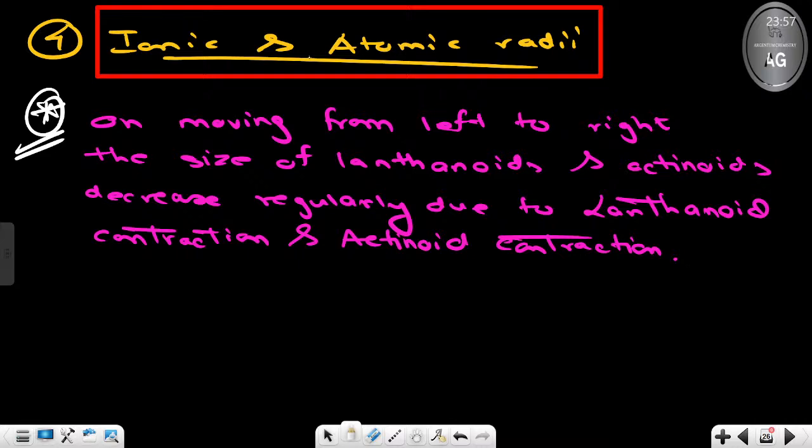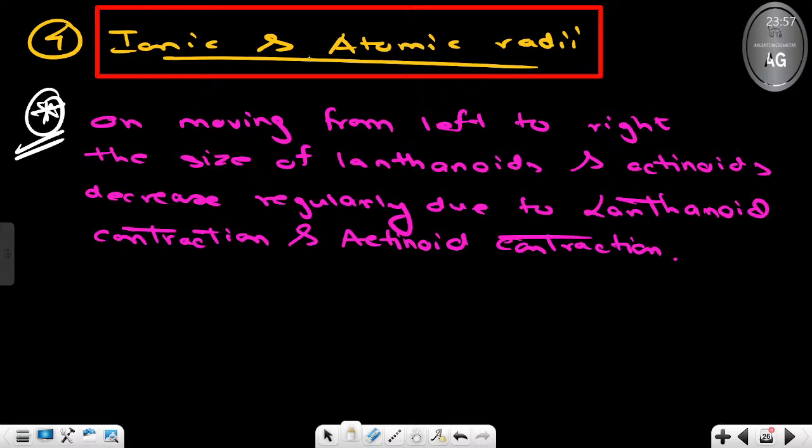As we are moving, the added electrons enter the 4f orbital. The shielding effect of the 4f orbital is very poor. First, you have seen the shape of f orbitals: seven degenerate orbitals with a very odd type of shape. So due to that, there is a poor shielding effect. If the shielding effect is very bad, then what will happen? The charge experienced by these electrons will be more.